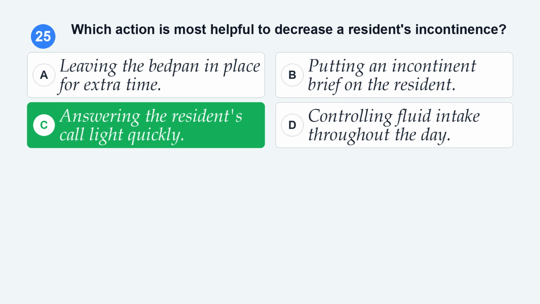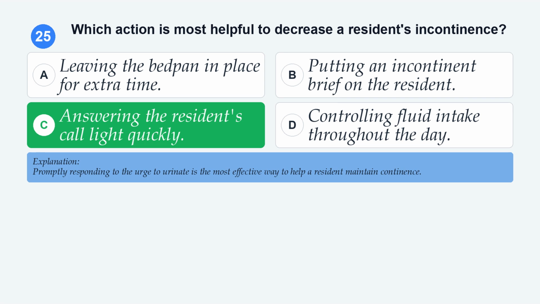The correct answer is option C. Answering the resident's call light quickly. Explanation. Promptly responding to the urge to urinate is the most effective way to help a resident maintain continence.